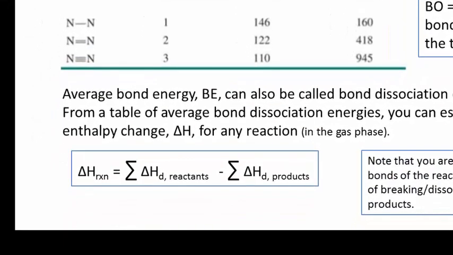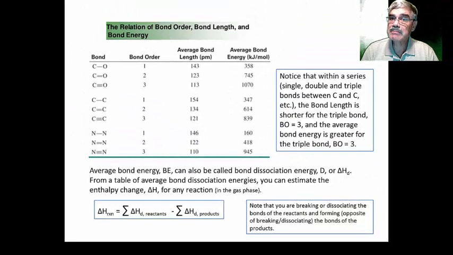A formula that we will use in another slide or two is shown on the bottom left of this slide, where you can estimate the enthalpy change for a reaction, that's delta H subscript RXN, by adding together the bond dissociation energies of those bonds that have to be broken from the reactants, and then subtracting the sum of the bond dissociation energies of all those bonds that are formed in the products. That is, you're breaking bonds of the reactants and you're forming, that's why there's a negative sign, you're forming bonds of the products.